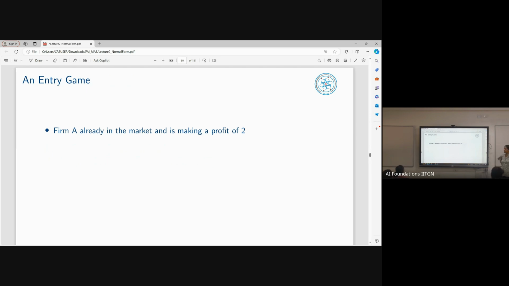For that, let's first start with a game, which is an entry game, and then we'll try to see how we can have a new modeling for such a game. So in an entry game, firm A is already in the market and is making a profit of 2. Now what happens is, there comes some smaller firm. A is like a very big firm, Google or something. Now firm B is trying to enter into the market or opt out of it. So firm B right now has 2 options, either to enter into the market or opt out.